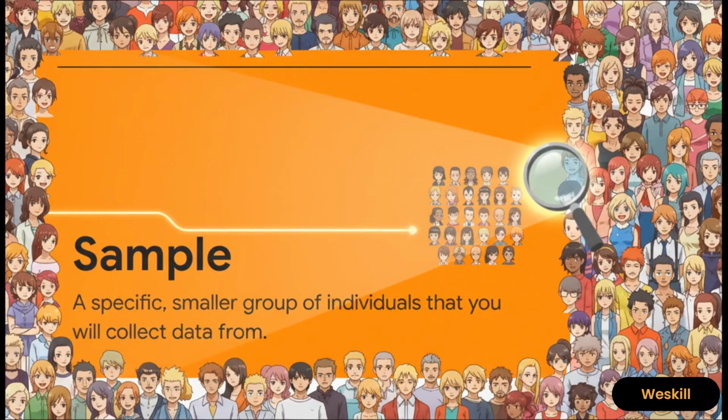And then, from that huge population, we take what's called a sample. It's a specific, smaller group that we actually collect data from. The whole goal is for this small snapshot to be a perfect little miniature of the whole thing. That way, we can draw some pretty accurate conclusions about the entire population without all the heavy lifting.